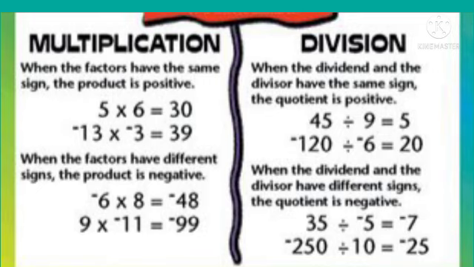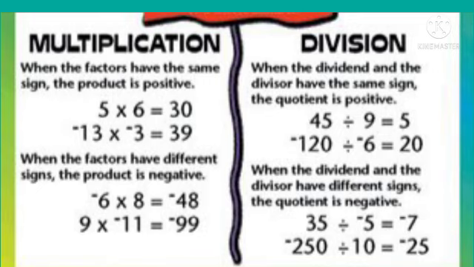Division of integers. Rule 1. When the dividend and the divisor have the same sign, the quotient is positive. Now we can take one example for this rule. 45 divided by 9 is equal to 5. Minus 20 divided by minus 6 is equal to 20. In these two examples, we take the same signs and get a positive quotient.